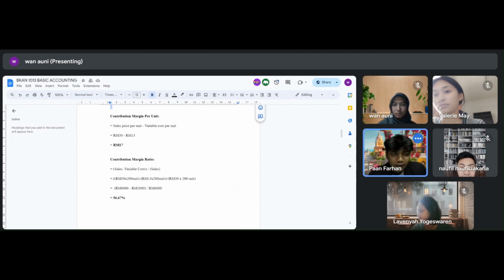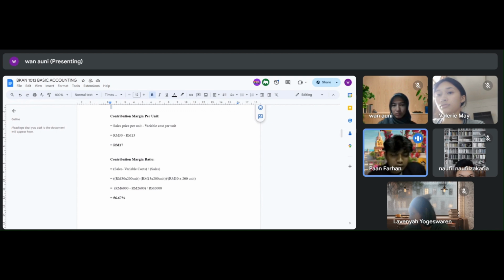We can see that RM30 is the selling price, multiplied by 200 units, because it says the expected sales volume is 50 to 200 pieces. So we need to take one volume from 50 to 200. I choose 200 units, and then minus the 13 ringgit variable cost multiplied by 200 units, divided by sales.